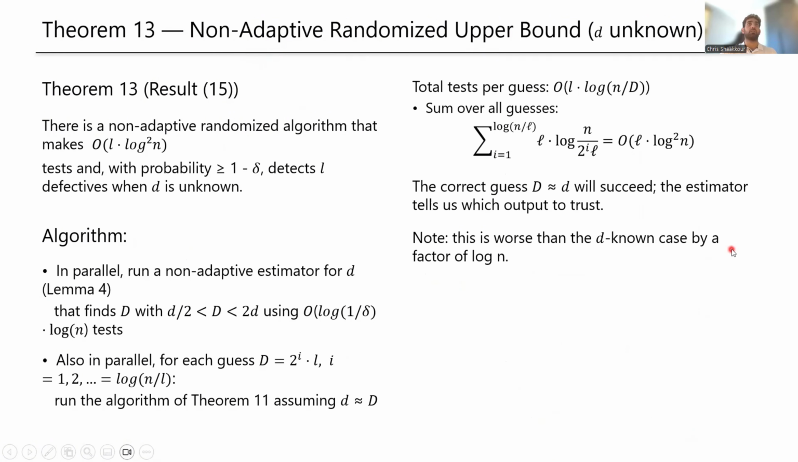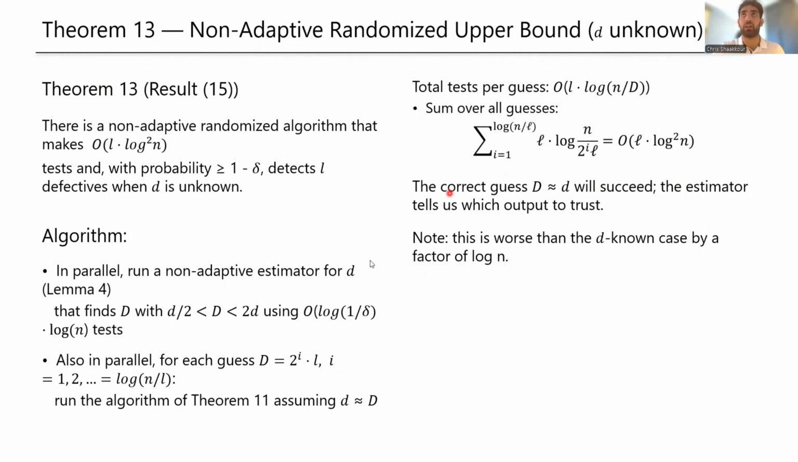Moving on to the next one. So theorem 13, which is result number 15: there's a non-adaptive randomized algorithm that makes O of L log squared of n tests and, with probability greater or equal to 1 minus delta, detects L defectives when D is unknown. So we have the setting where D is unknown, and we can detect L defective items with probability greater than 1 minus delta. And this takes L log squared of n tests for the upper bound where D is unknown.